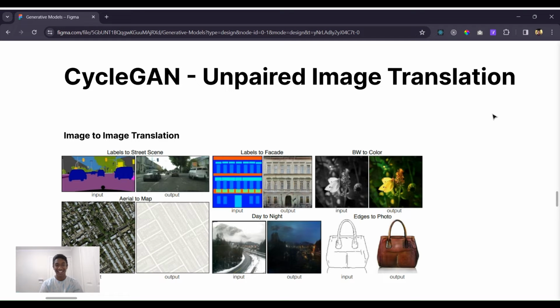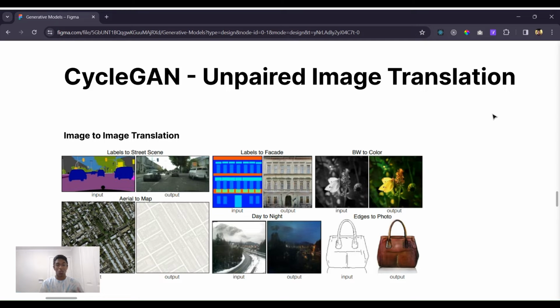Hey guys, in this video we're going to be going through the CycleGAN architecture. In the last video we went through the pix-to-pix architecture for image translation, and in this video we're going to take that architecture a step up and talk about the CycleGAN architecture. Now the CycleGAN architecture fixes a fundamental problem that pix-to-pix faces, which is that pix-to-pix needs paired image datasets.